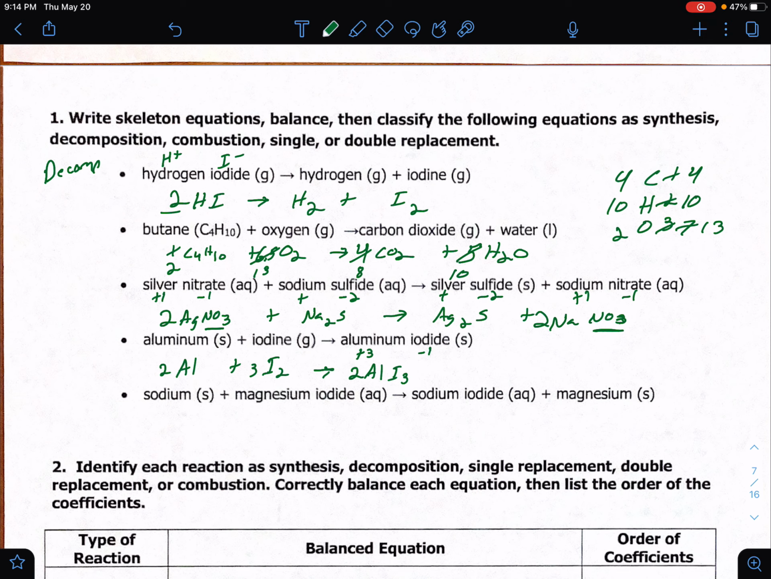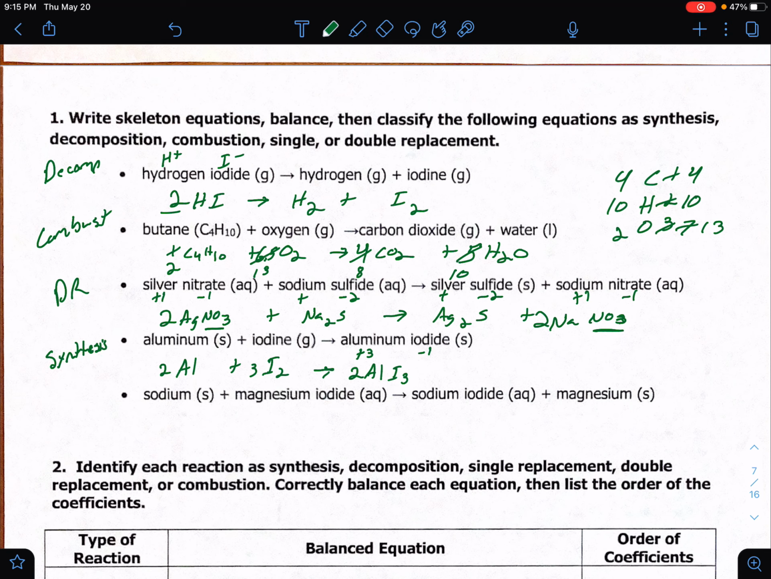Okay, so looks like I also forgot to label what type of reaction this is. So we go back up here, the butane one, this is going to be your combustion. My next one, it looks like I have 2 pairs, and then they swap partners, so this is going to be a double replacement. On this one, aluminum and iodine, I have 2 reactants making 1 product, so this would be a synthesis.